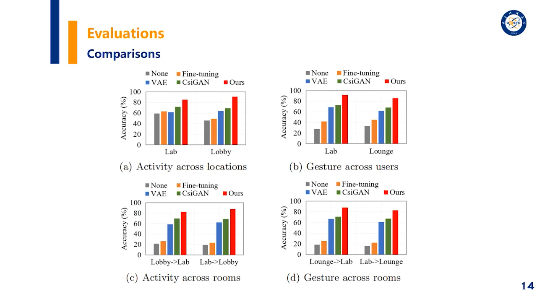We compared our method with the existing works. We compared with the data augmentation method in FIDO, which leveraged a variational autoencoder to synthesize virtual samples from the labeled samples. We compared with CSI GAN, which leveraged semi-supervised GAN for CSI-based activity recognition, using unlabeled samples to generate virtual samples to train a robust discriminator. We also compared with no adaptation and fine-tuning.